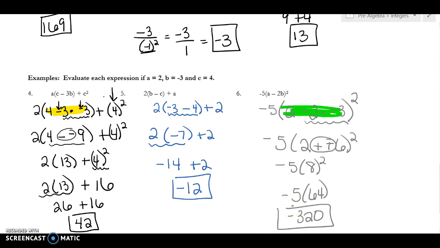So remember, take your time, do everything inside the parentheses first, but when you're doing things inside the parentheses, you still have to follow the multiplying, dividing rule and the adding and subtracting rule.